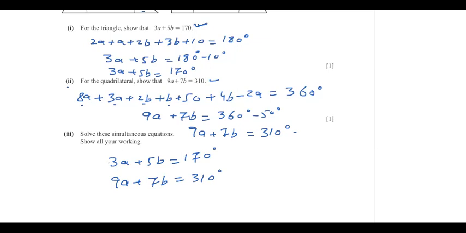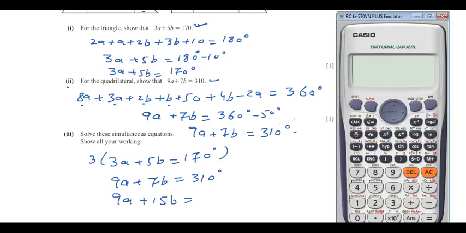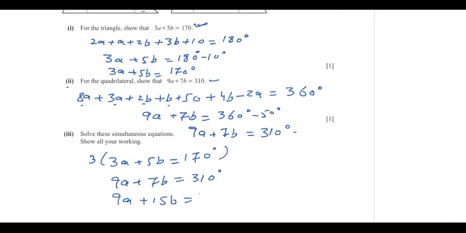Now what we need to do is equate the coefficient of either a or b. To make its coefficient 9, I need to multiply this with 3, and this is already 9. So if you multiply 3 to this one, it will be 9a plus 15b equal to 170 times 3. Multiply 170 with 3, we get 510.